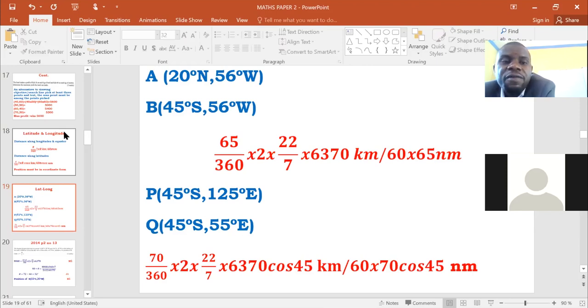We say that when they lie on different sides of the equator, you add to get the angle difference. But when they lie on the same side, you subtract, like we have seen in part PQ, 125 east, 55 east, you subtract to get the angle difference. If you master those two formulas and you're able to establish whether this is a great circle or a small circle, you are good to go in that topic. So long as you can find the angle difference and establish which method to apply, you'll score the marks.